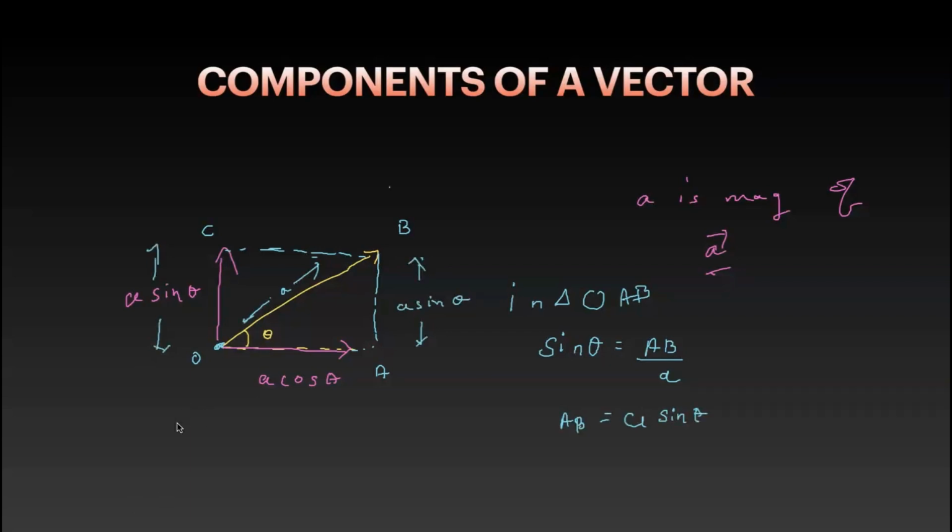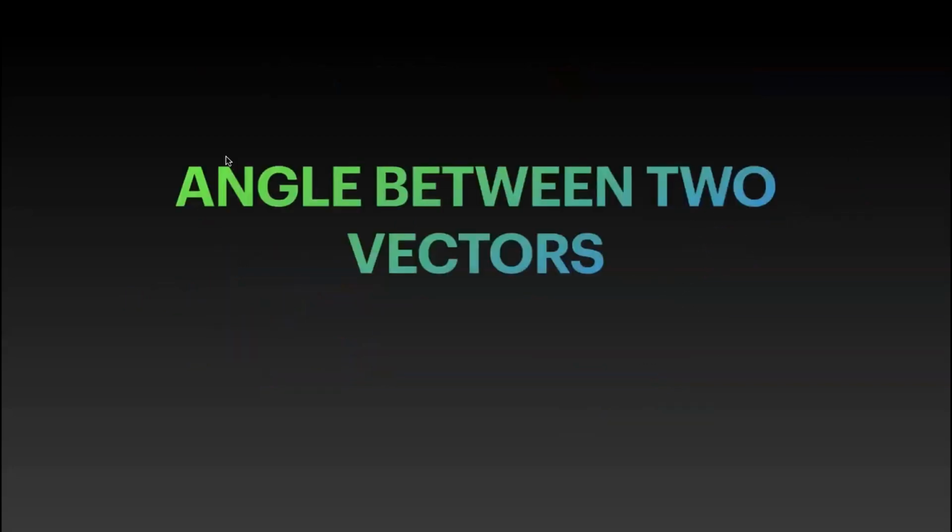Yes. Now take cos theta. What is cos theta? Yes, OA upon A. OA is nothing but A cos theta. So, don't you think what I have written is correct? Yes, and every time you can't sit and derive all of these things. So, you should better remember all these results. Okay, next. Next topic, what we have is angle between two vectors.